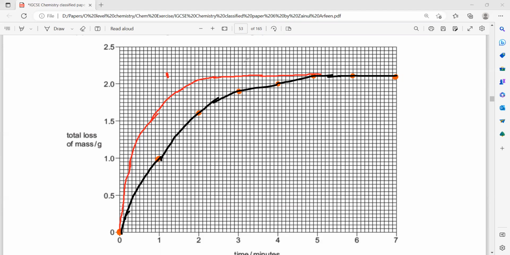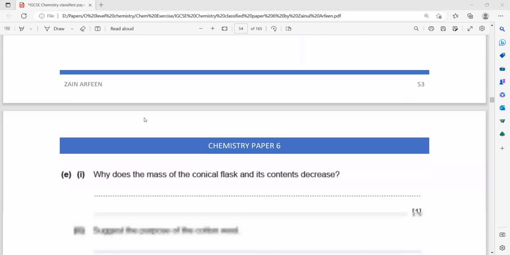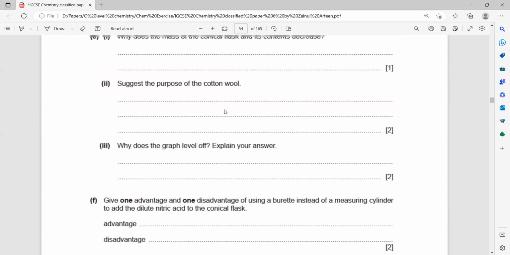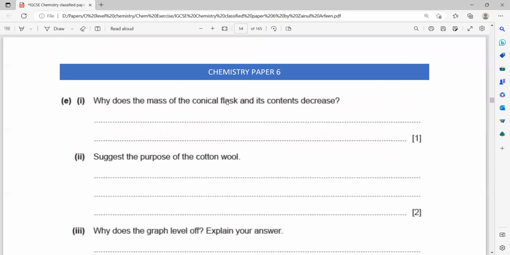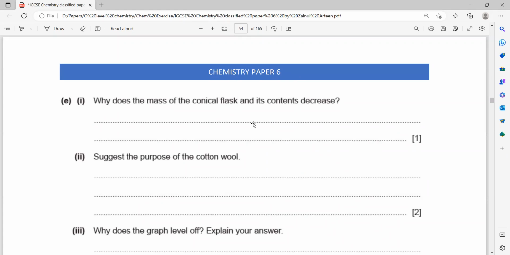This is for part D. Then in part E, why does the mass of the conical flask and contents decrease? The gas produced escapes. Carbon dioxide escapes through the cotton wool.